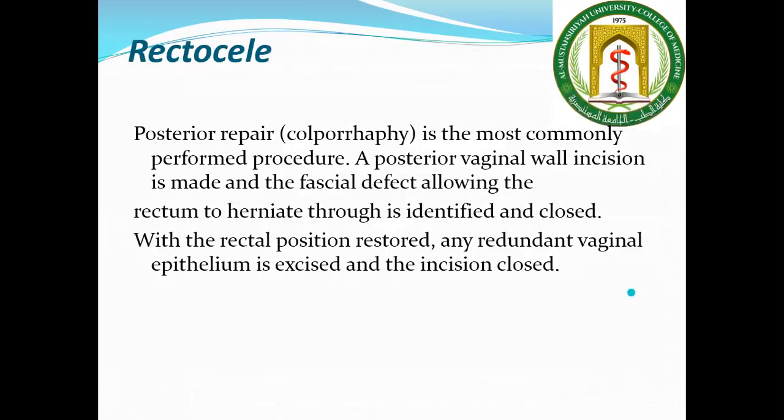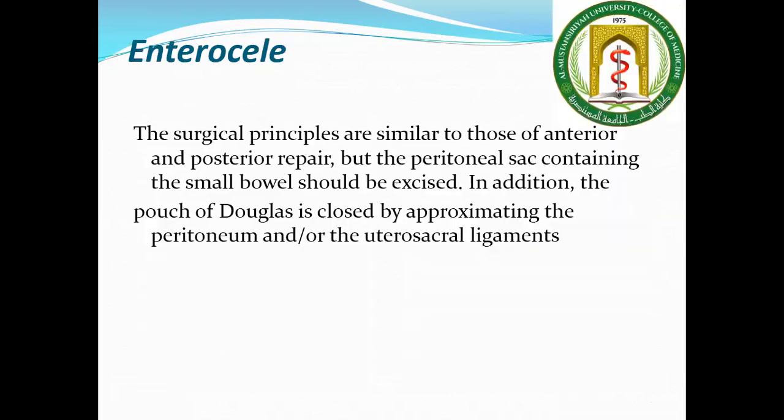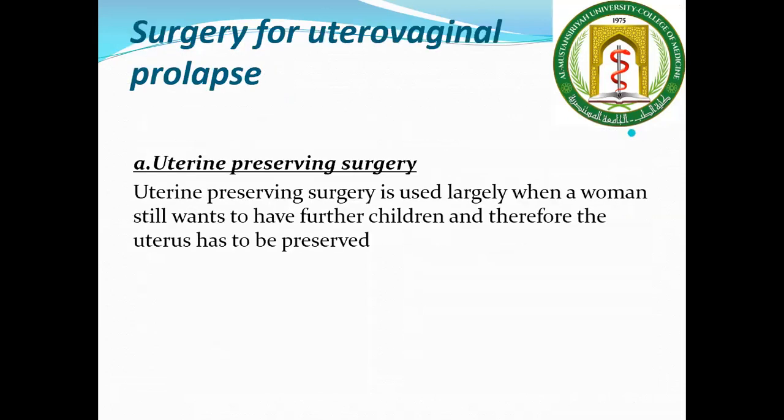For the rectocele, we have posterior colporrhaphy, the same idea. We incise the vaginal skin. We repair the loose supporting tissue here by suturing. And then the extra skin, we excise it by trimming, and then we suture it. Enterocele, the same idea. We incise the vaginal skin, we suture the loose tissue, and then we excise the extra skin and suture it. Surgery for uterovaginal prolapse.